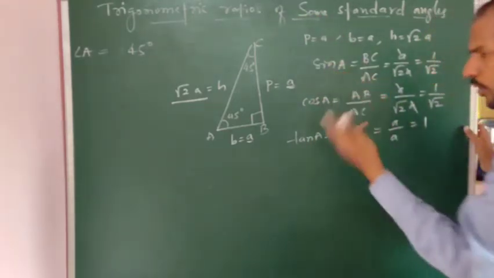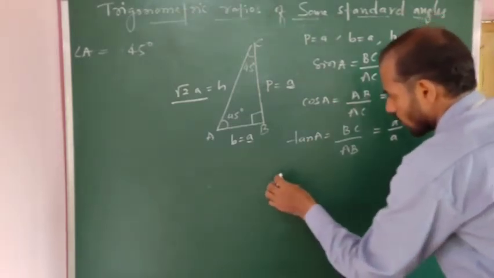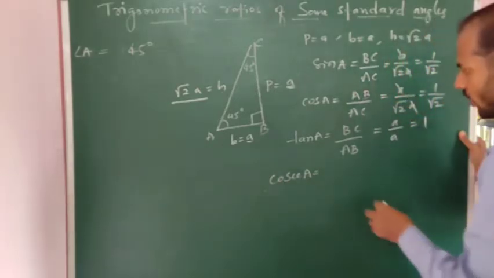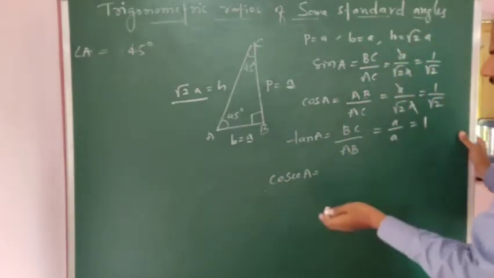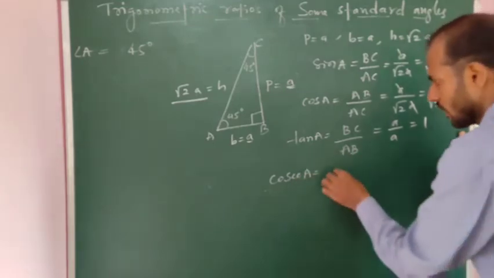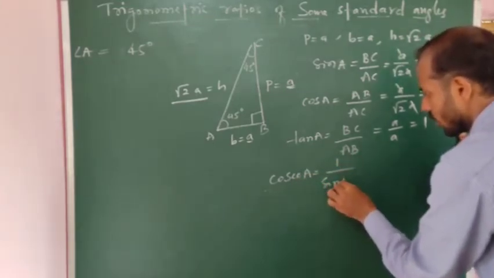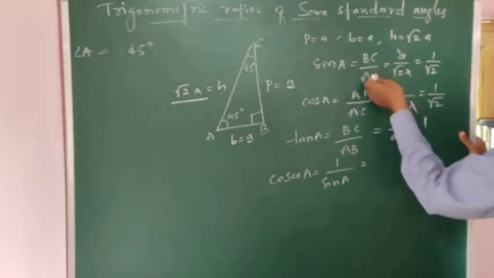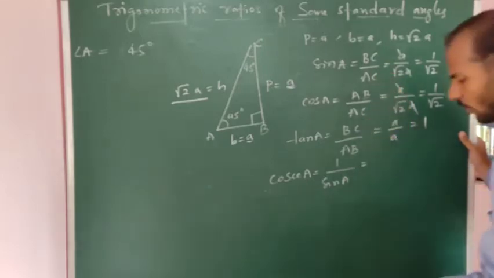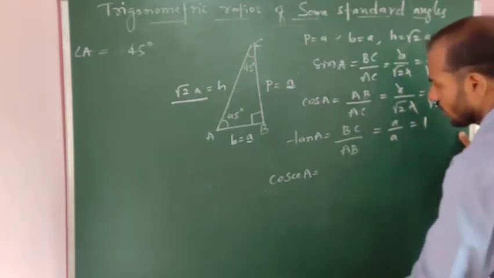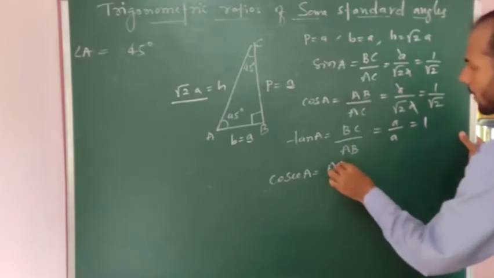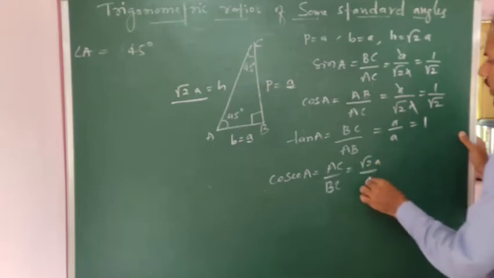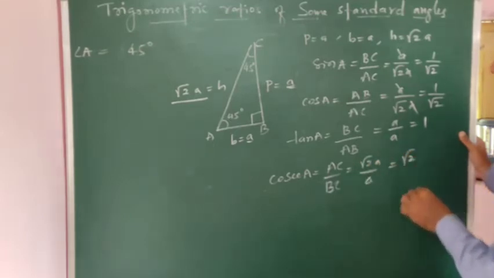Now, the reciprocal of sin is cosec A. Right? Cosec A is the reciprocal of this, or you can directly write cosec A equals 1 by sin A. You can write it like this also, 1 by sin A, right? And which is equal to, you can directly write the reciprocal. What does it become? The reciprocal is cosec A, AC by BC. It is nothing but root 2A by A. Here A gets cancelled. We get root 2 only.